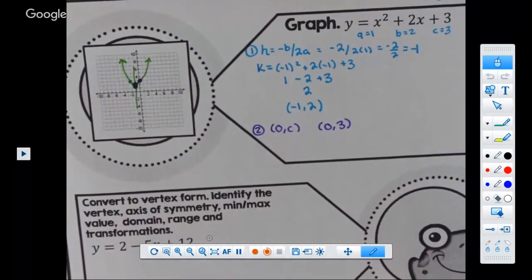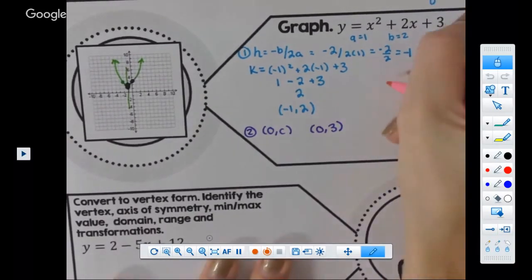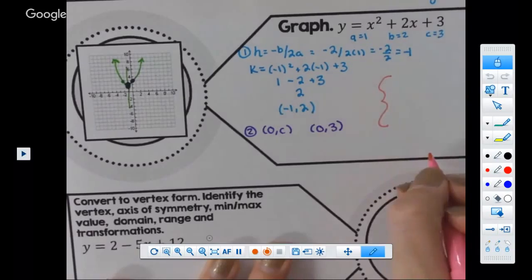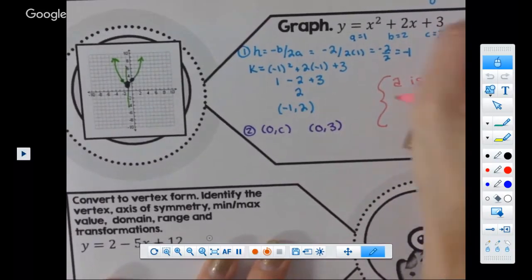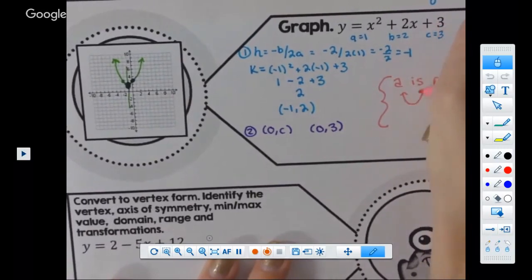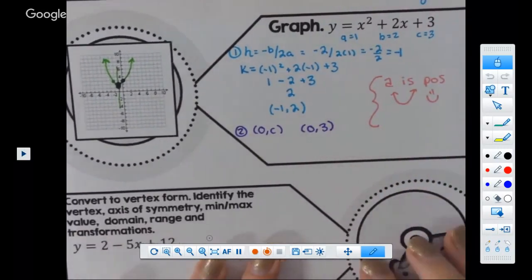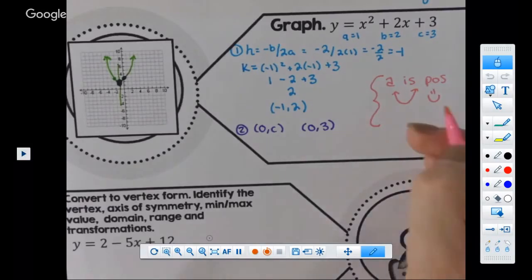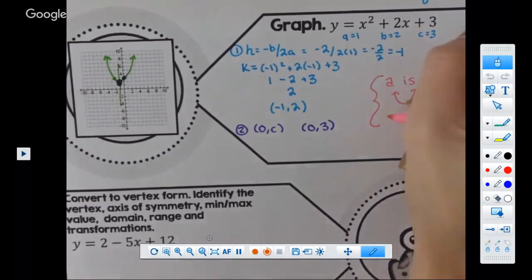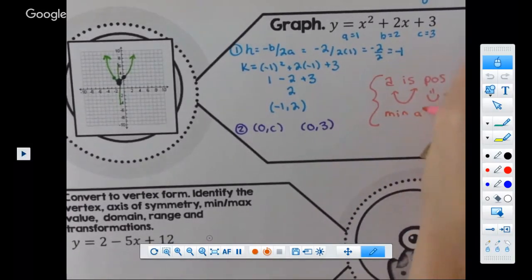Now I heard some really good conversations about this, because some people were saying the last one went down, and some of y'all were panicking and feeling like something went wrong. So I want us to put our little note off to the side. This time A is what? Positive. So what do we expect? It opens up. That's good, right? You see how in the first one A was negative, so it did open down? That confirms it. The other thing, do we have a max or a min? A minimum.